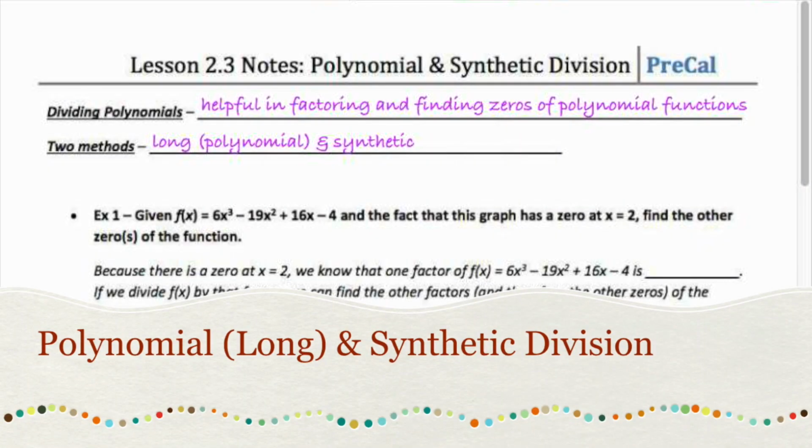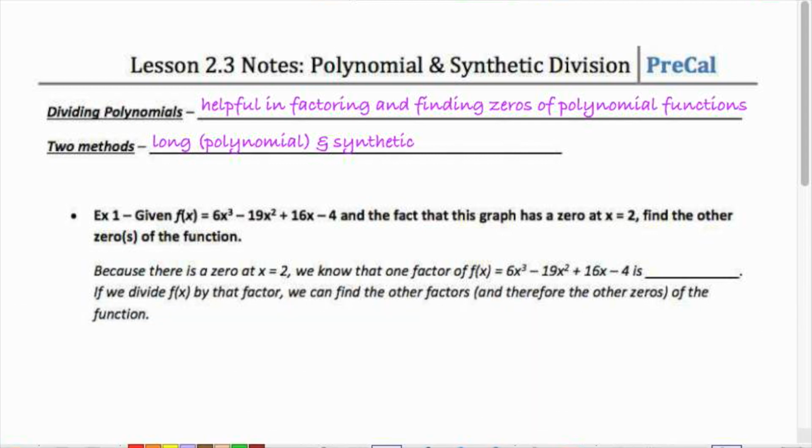All right, the notes we're going to be covering today is over both polynomial, which we also call long division, and then synthetic division. So the reason why we would want to divide up polynomials is to help us when we're trying to factor, breaking them down into smaller pieces. And then a lot of times when we're factoring, we're trying to find the zeros.